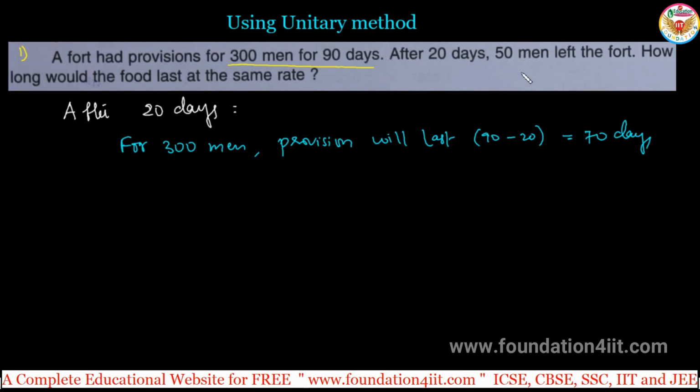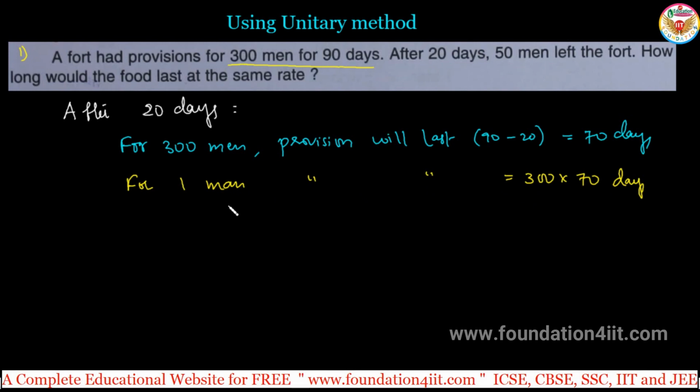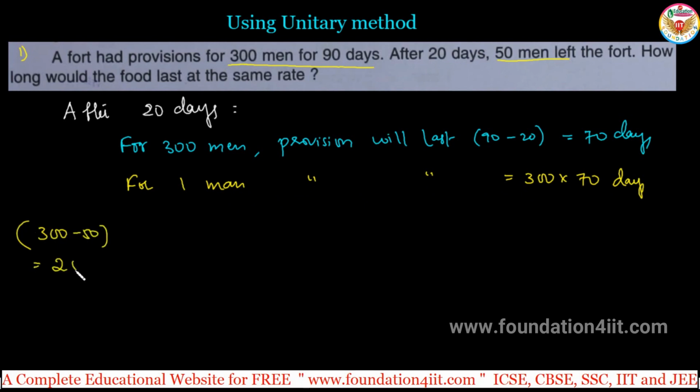Right, now we have to find out for when 50 men left the fort. After 20 days, for one man the provision will last 300 into 70 days. That many days is sufficient for one man. But after 20 days, 50 men left, so 300 minus 50 equals 250.